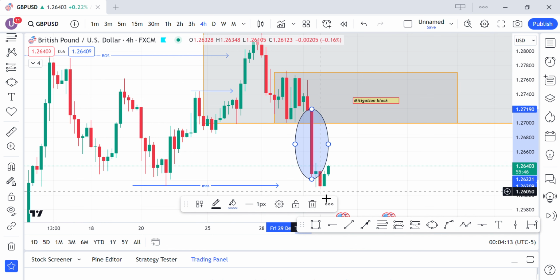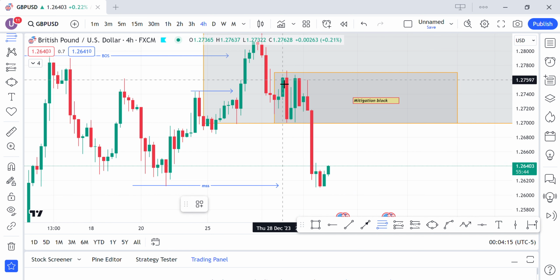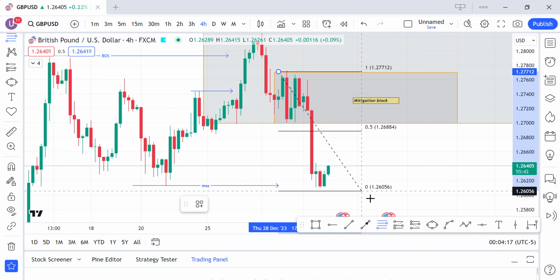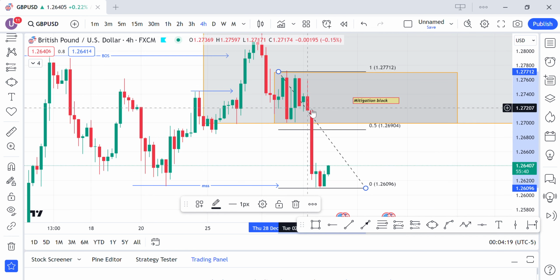I will make a video about that in the future. Then I do my Fibonacci from higher high to higher low. You can see that there's nothing here I can mark, but don't forget that this is also a discount. Don't forget the discount and premium zones I showed you guys.